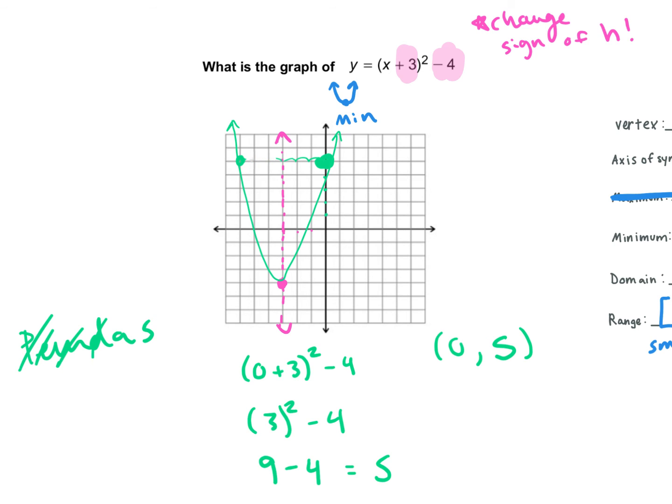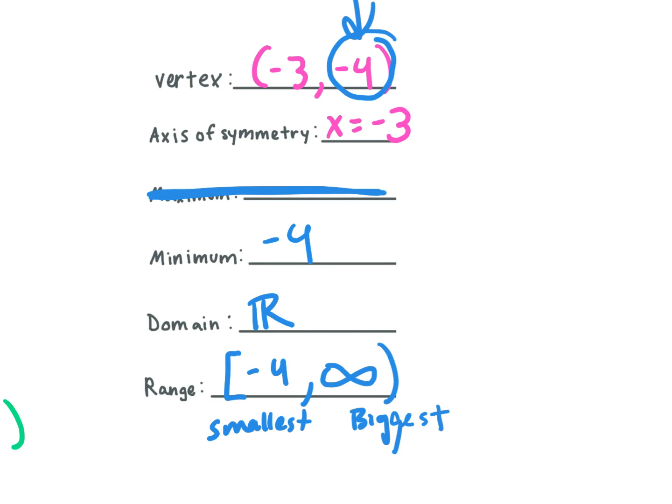Do you guys have any questions? So if you see here, we have -3. It gets repeated again in your axis of symmetry, -3. And then the y, we have -4, which gets repeated again in the max or min, and it gets repeated again in the range. Those are the only numbers that you have there. So all your numbers are going to repeat.